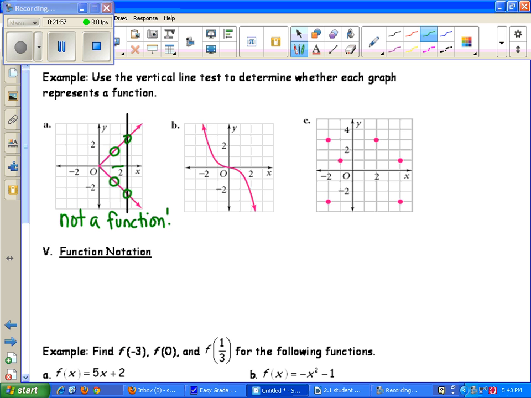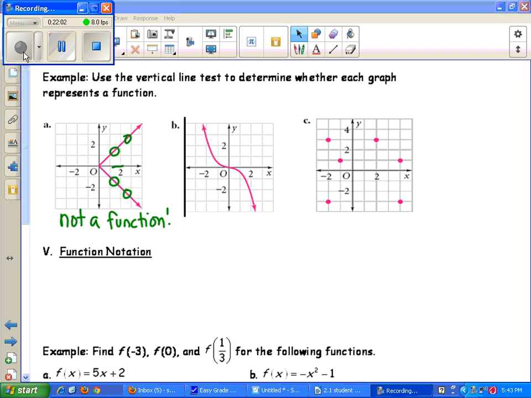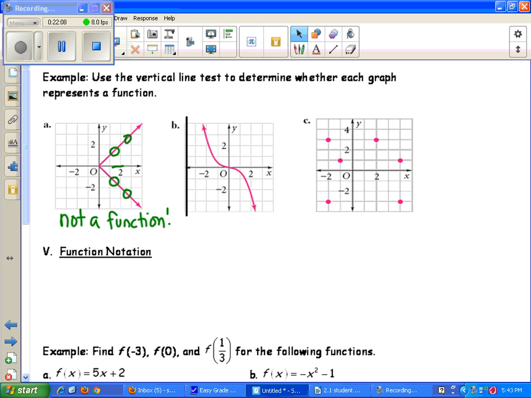So why don't you take a second to see if you can do the other two problems. Looking at B, as we move our pencil across the paper from left to right, we're looking to see: does the graph hit our line in more than one place? No, no, no, no, no. Since it did not hit in more than one place on our line, we know that this graph is a function.